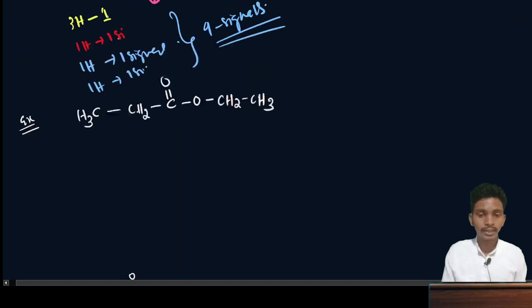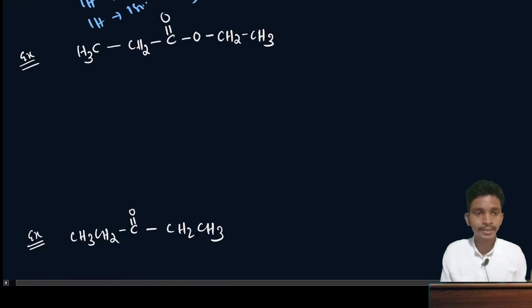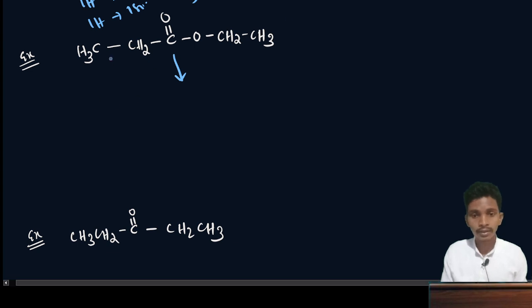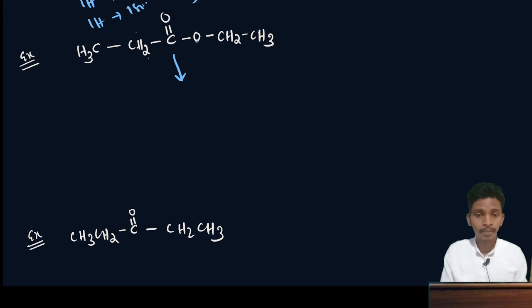Okay, moving to the next question. In this example, first we look for a chiral center or asymmetric center. Without modifying, we look at the chiral center. Here there cannot be one, here also no, here also no, here also no, here also no. So we see that no chiral center is present.